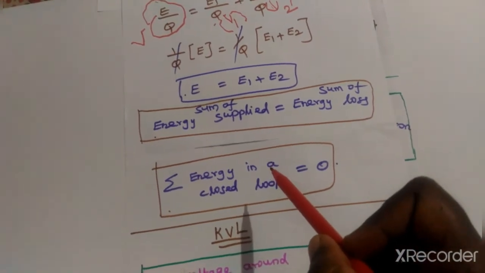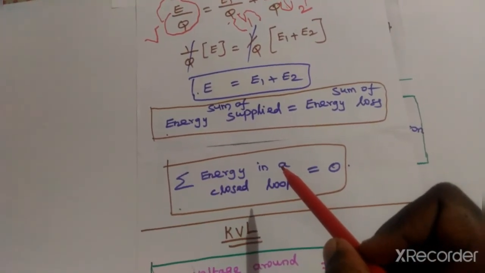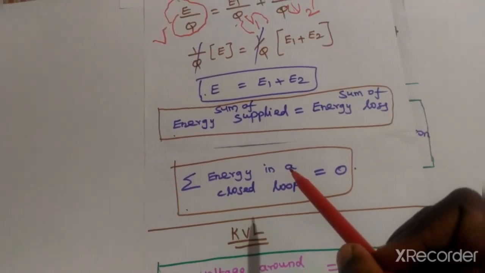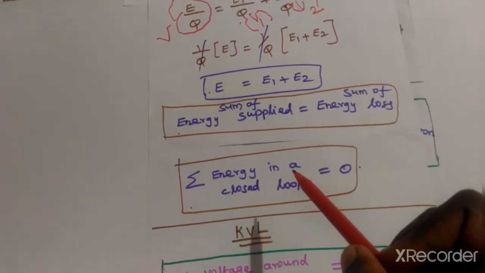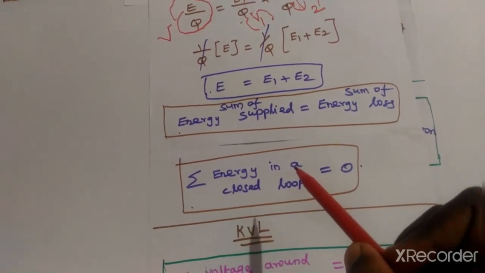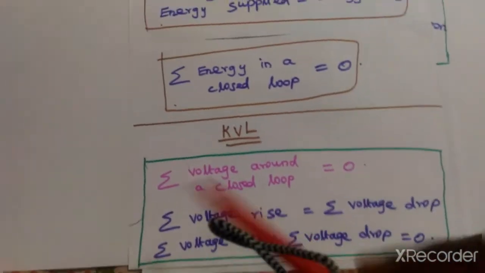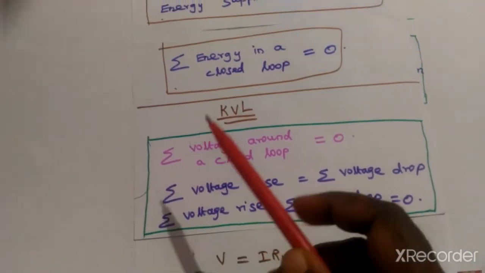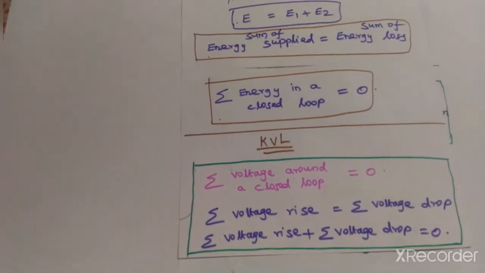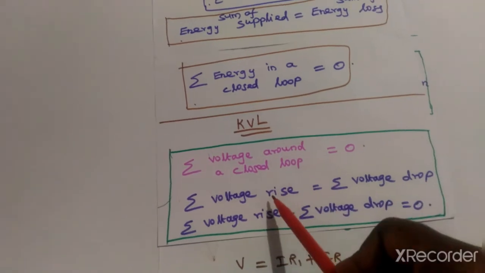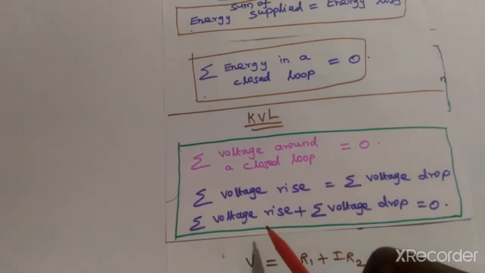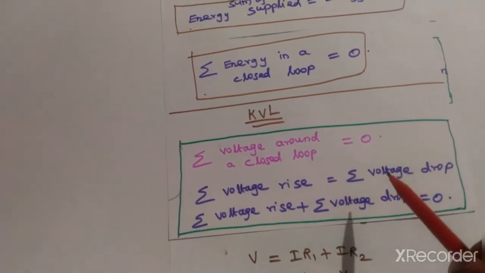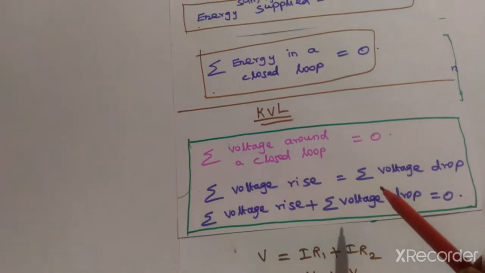So it is also like Kirchhoff's voltage law. Normally Kirchhoff's voltage law is based on the law of conservation of energy, but Kirchhoff's current law depends upon the law of conservation of charge. So these are two different concepts. Finally, let us see what KVL is. It is the summation of voltage around a closed loop is equal to 0. Otherwise, summation of voltage rise is equal to voltage drop, or summation of voltage rise plus summation of voltage drop is equal to 0. So these are the three different statements for KVL.